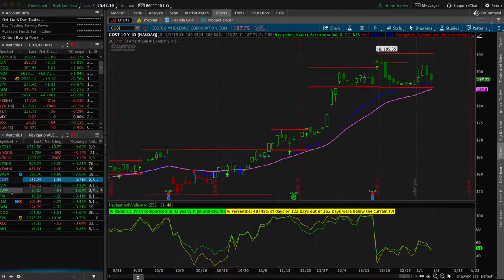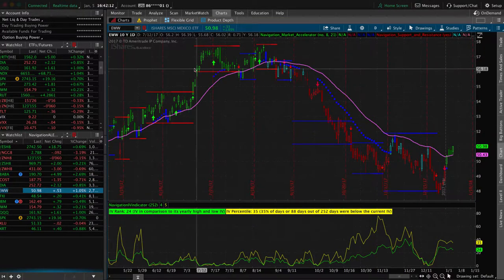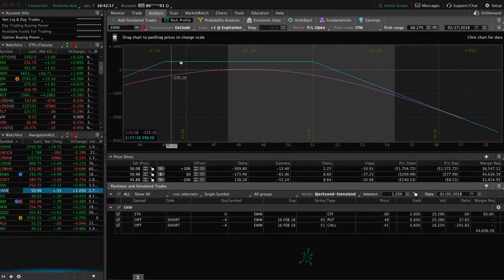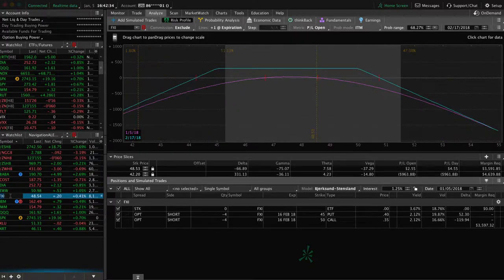DIA, I talked about. EWW, so this is the Mexican ETF. We got in this when implied volatility popped above 50. It's had a decent move up. If it continues higher into next week, we'll make an adjustment by rolling up the untested side. But as for right now, we're just waiting for a little bit of a down move in EWW to benefit that one. FXI, we've got that strangle here. I think I already mentioned that one.